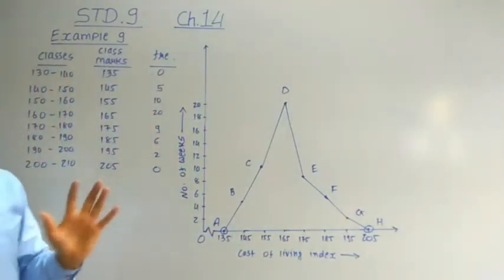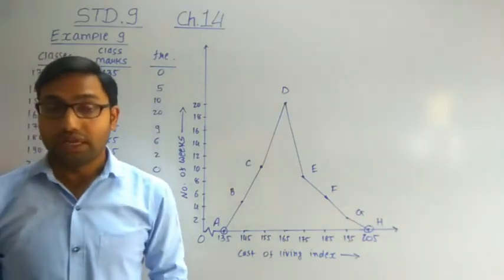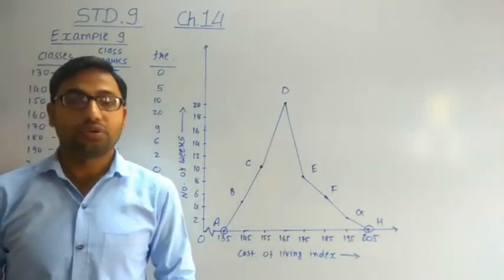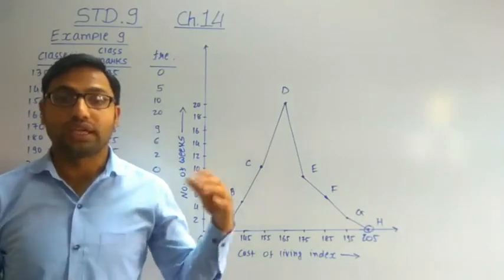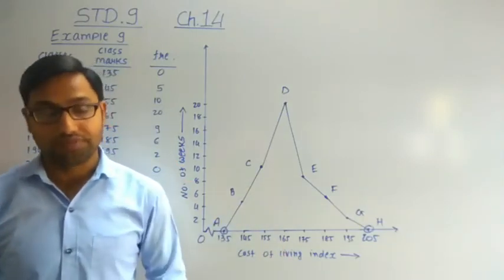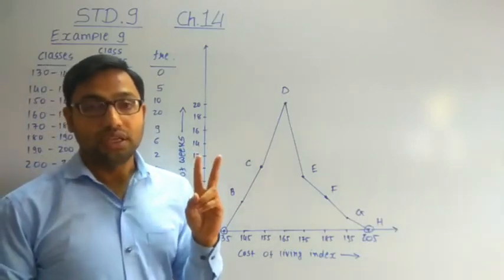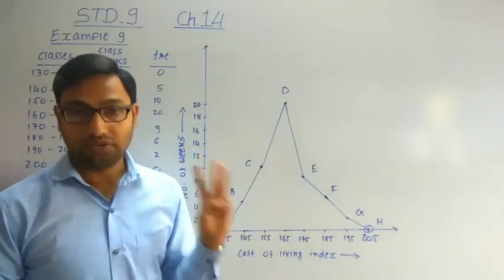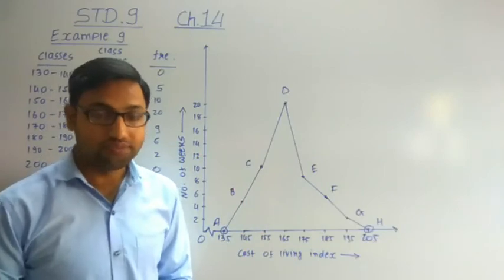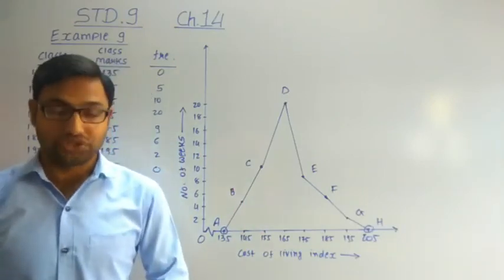Okay, so this is how we can make the frequency polygon, and it is another method to represent data on the graph, graphical representation. So three methods we have studied. One is the bar graph, second is the histogram, and third is the frequency polygon. So this is all about this lecture.